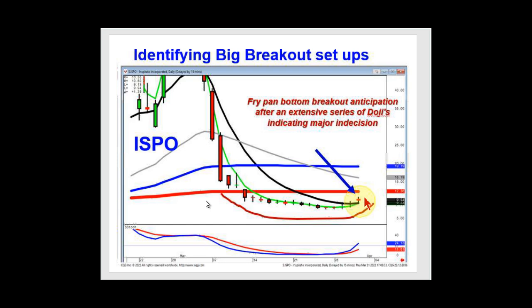So this one I would be buying on positive trading again tomorrow. Everything's setting up. Fry pan bottom with a big series of dojis up through the T-line. Stochastics coming up. What's the worst case scenario? It's heading for the first target up here at the 200, which would give you about a 35% upside potential.